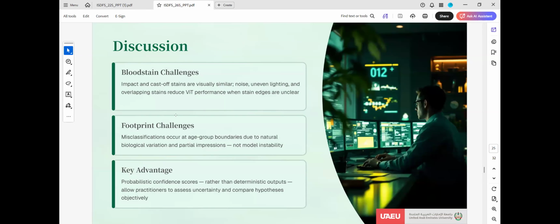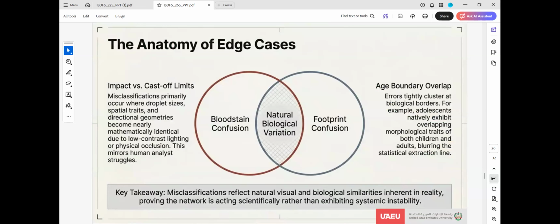So, discussion. We have two bloodstain challenges, as I already told. There are some, like the low light environment, which is a big problem. Similarly for footprints, the age group and how to cluster them is also a problem. These are the discussions.